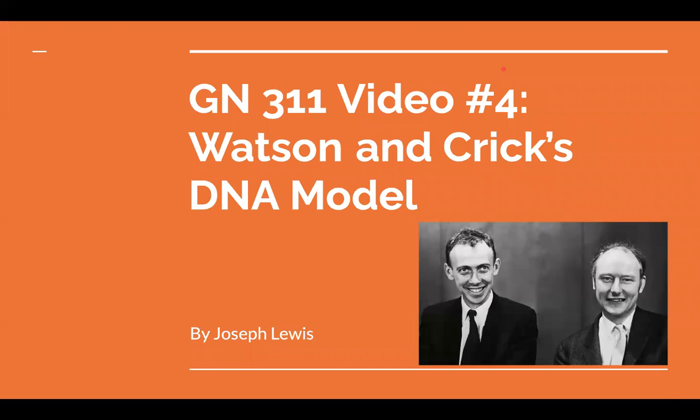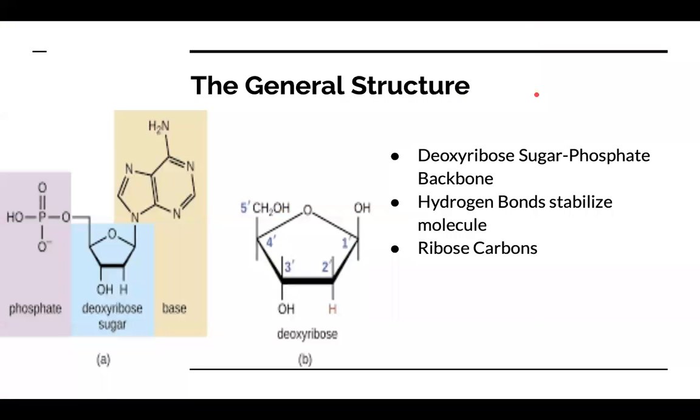Today we're going to be talking about Watson and Crick's DNA model. The general structure that they proposed was a deoxyribose sugar bonded to a phosphate group, while that sugar was also attached to a nitrogenous base. Hydrogen bonds stabilize the DNA molecule throughout, but we will talk about those later as well.